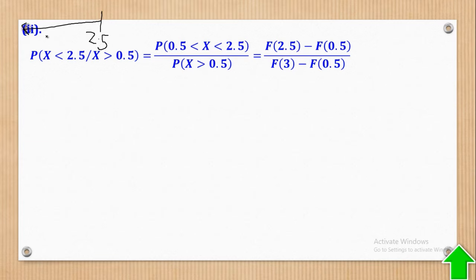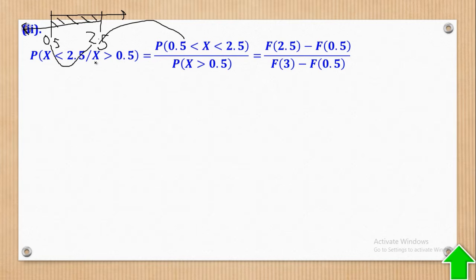Then there is also 0.5, but they said it is greater, so it goes in that direction. Now if you shade, the common part is the one which is shared by both, and it starts from 0.5 up to 2.5. That is why you see this probability. This is the new intersection, which starts from 0.5 up to 2.5. That's where this is coming from.